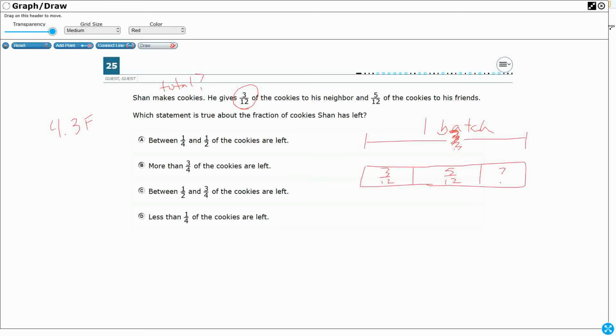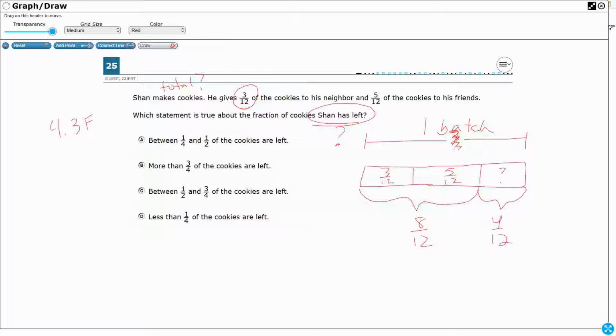A single batch of cookies, which will include an unknown number. 3/12 go to the neighbor, 5/12 go to the friends. How much does Shan have left? That's our question mark. Well, since they're both 12ths, that's 8/12. 8/12 plus what makes one whole? That's 4/12. All right, so Shan has 4/12 left.